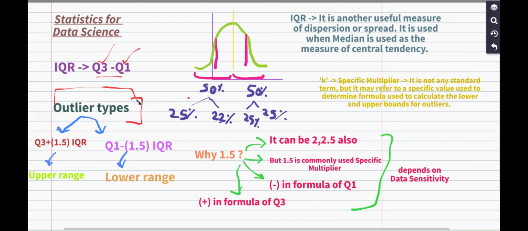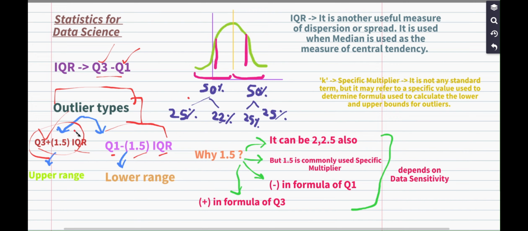Now come to the outlier part. We discussed the formula when we calculate the upper range outlier, that is Q3 plus 1.5 into IQR. And when you calculate the lower range, that is Q1 minus 1.5 into IQR. I asked a question in the last lecture: what is this 1.5? We named it a specific multiplier.